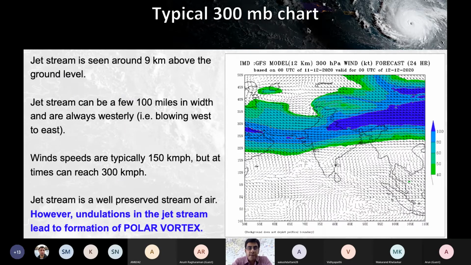This level of 300 millibar is also important because I look for these undulations in the jet stream that lead to formation of a polar vortex, and that polar vortex movement becomes important because if that polar vortex moves to lower levels, then it can cause a lot of unseasonal rains, which we call as western disturbance for North India. Okay, so 300 millibar level is the actual jet stream, but the signature of that is available at 500 millibar level as well.